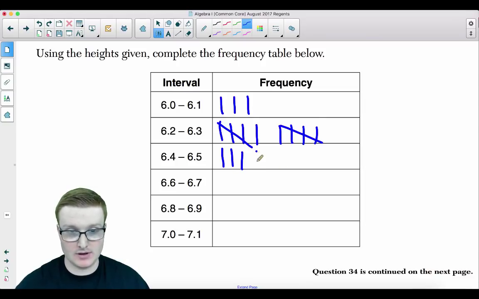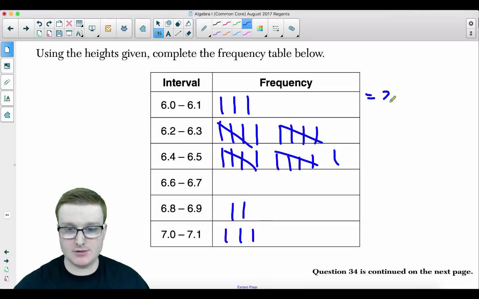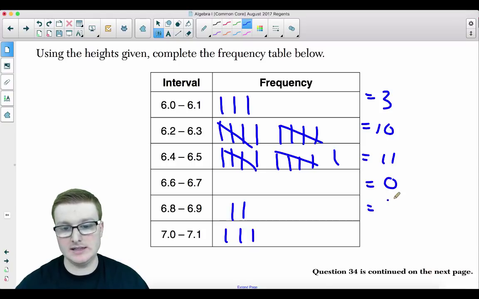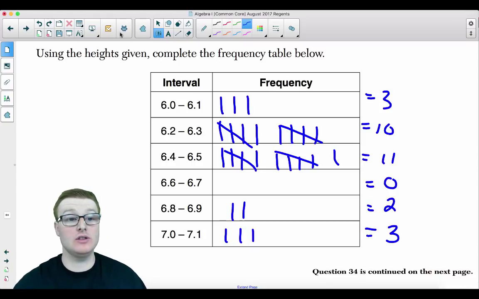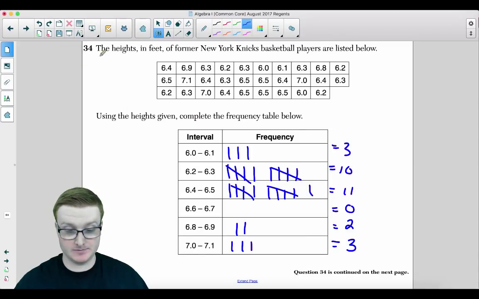This is 1, 2, 3, 4, 5, 6, 7, 8, 9, 10, 11. 1, 2, 1, 2, 3. So this is 3. This is 10. This is 11, this is 0, this is 2, and this is 3. So that's your frequency table for this.